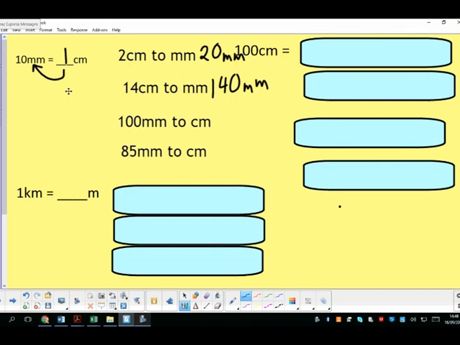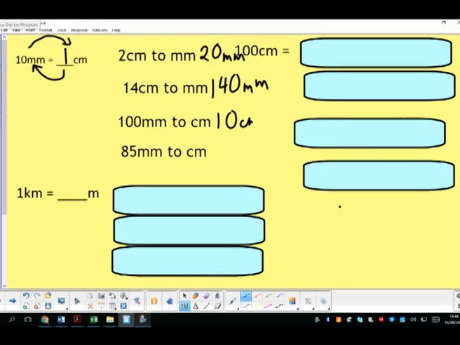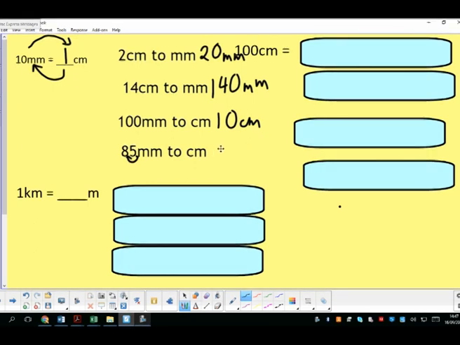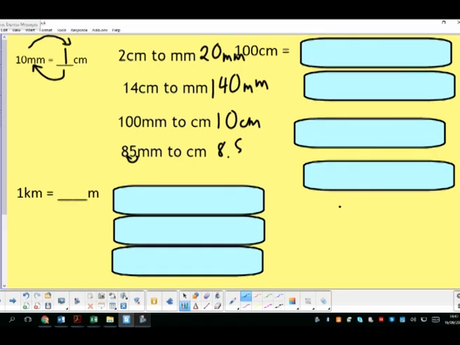If we're multiplying by 10 to get from there to there, to do the opposite, we're going to be dividing by 10. So if we've got 100 millimeters, and we need to make that to centimeters, we divide that by 10. 100 divided by 10 is 10 centimeters. Okay, same idea again. We've got 85 millimeters. We need to divide that by 10. Decimal point at the end, move it 1 to the left, which is dividing by 10, which gives us 8.5 centimeters.